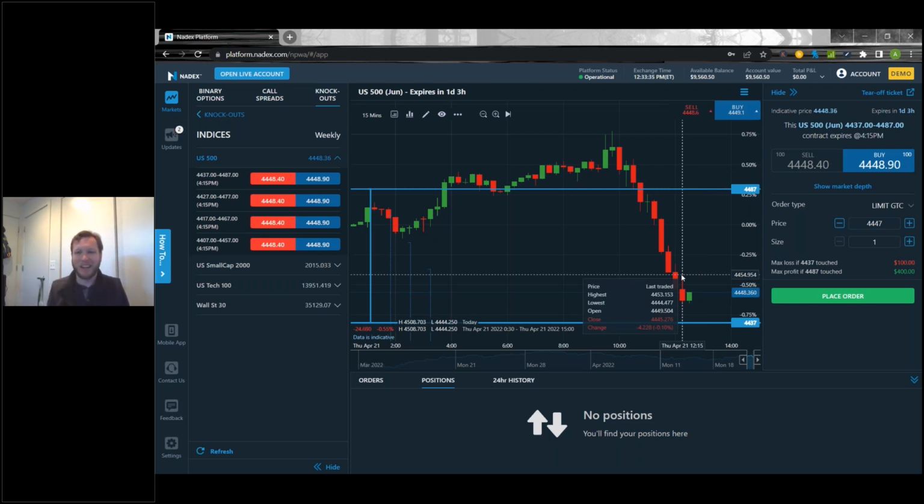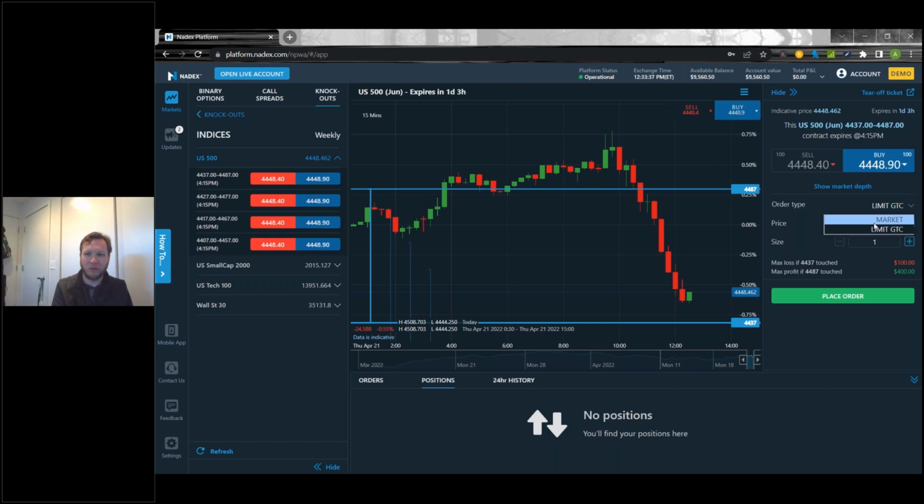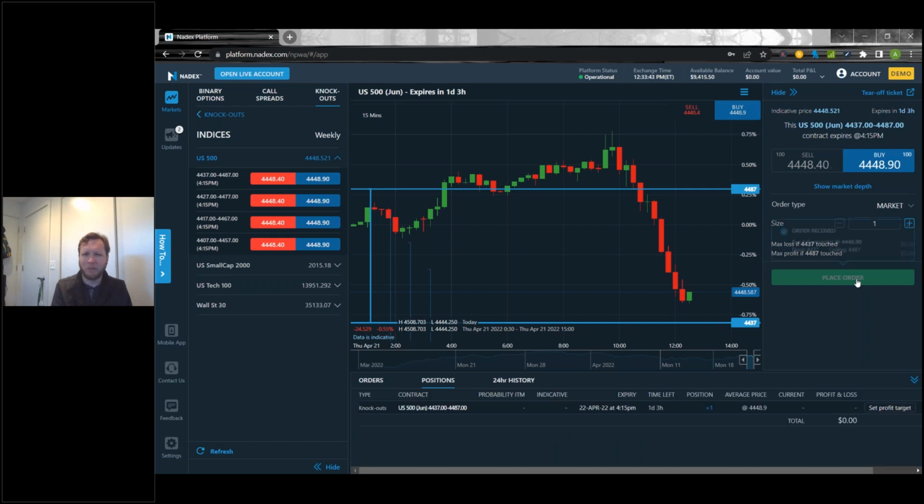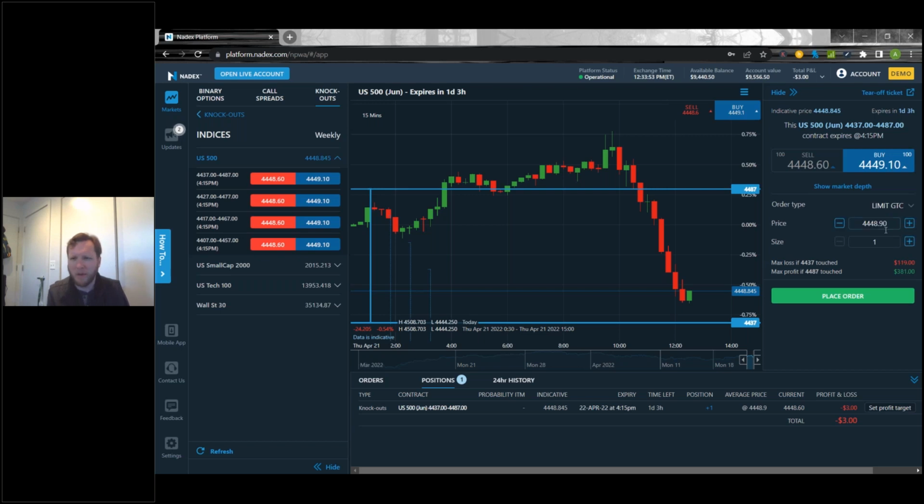Let's go ahead and actually get into this contract. I'm going to switch this over to a market order so we can get in quickly. We'll see I'm getting into the best available market price here. Place order, and there we go. We have our contract. I think our average price was 448.9, so we paid about $119 to get into this contract, at 448.90. And it actually looks like it's already moving in our direction.